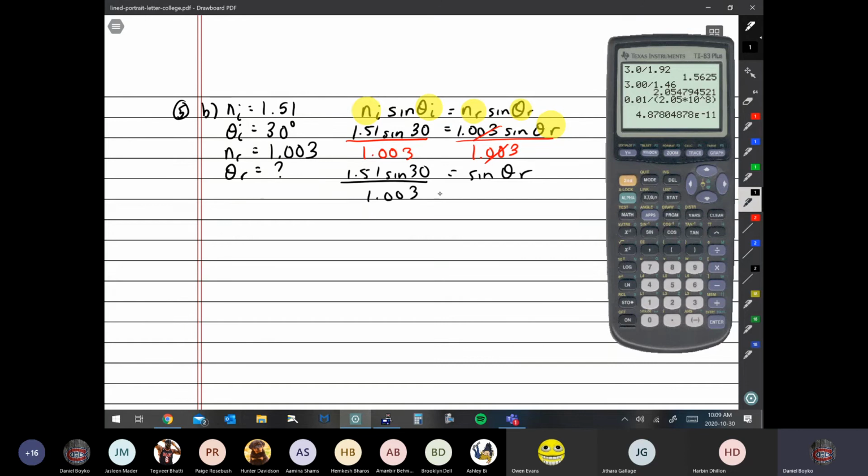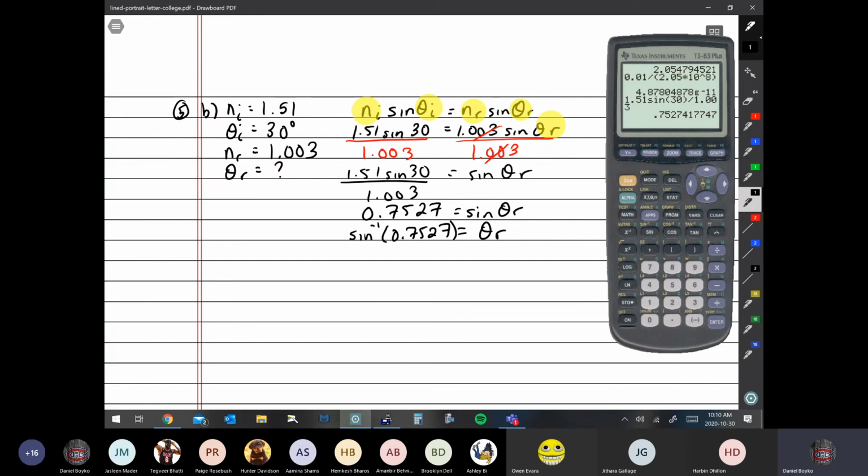In my calculator, I'm simply going to type the left side of my equation in and simplify it. 1.51 sine 30 divided by 1.003 equals 0.7527 equals sine theta R. Now, whenever we solve for an angle, our last step is always to write sine inverse, so sine inverse 0.7527, and that removes the sine from the theta R, and now theta R is isolated.